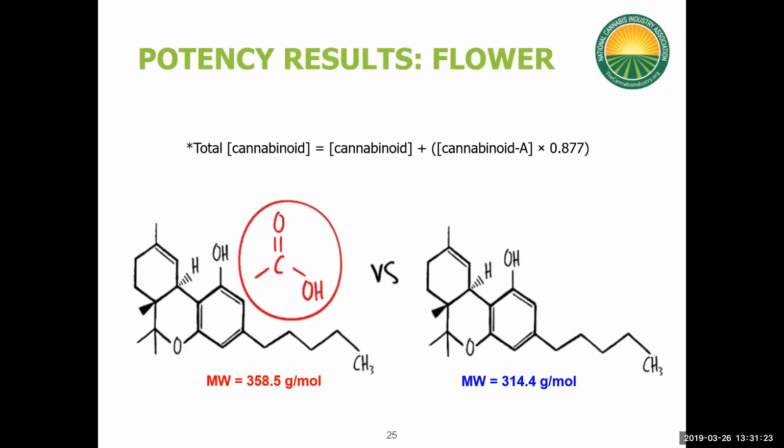So on the left, you see THCA structure. On the right is THC. The only difference is the carbonyl group that's circled in red. And so THC weighs 87.7% of what THCA weighs, and that's why we use this equation.